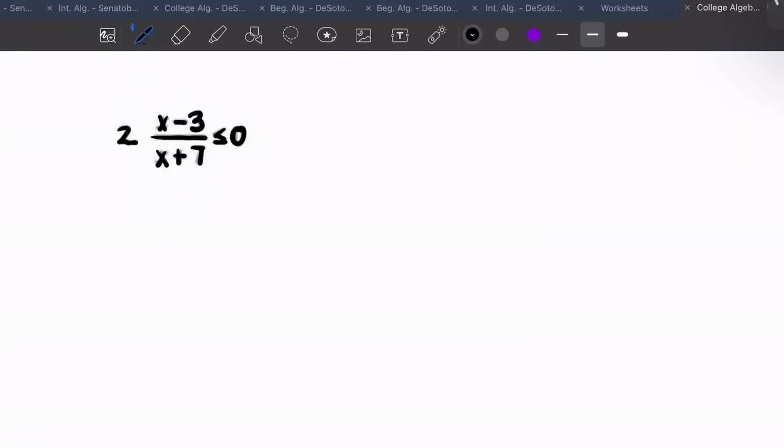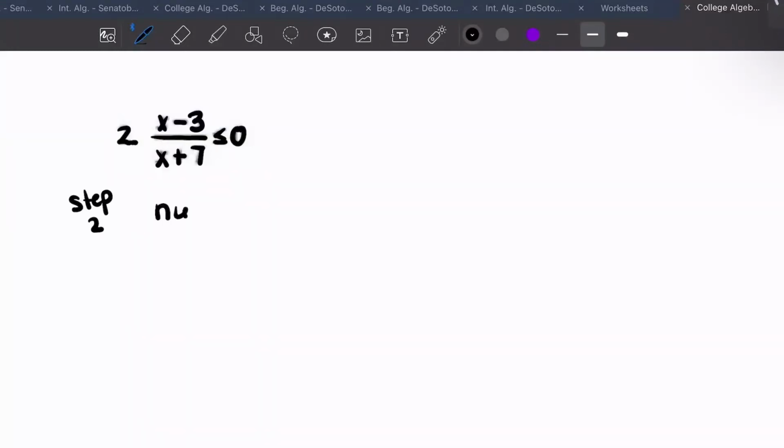All right, so let's start by standard form. Now standard form means the right-hand side has a 0 on it. That's true, we're good there. And it's factored. Okay, we cannot factor x minus 3 and x plus 7 any more than it already is. Okay, it's already factored, so we're good. Step 1 is done.